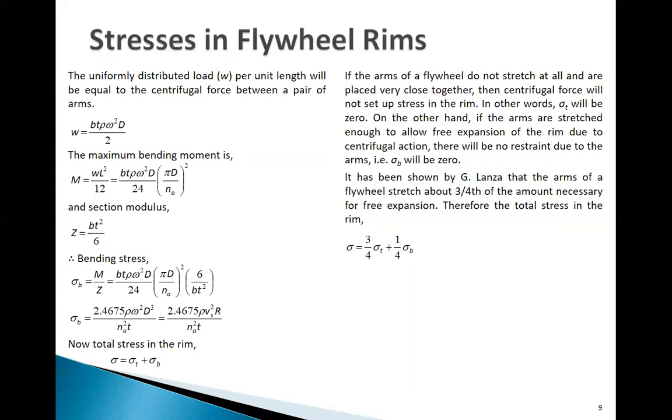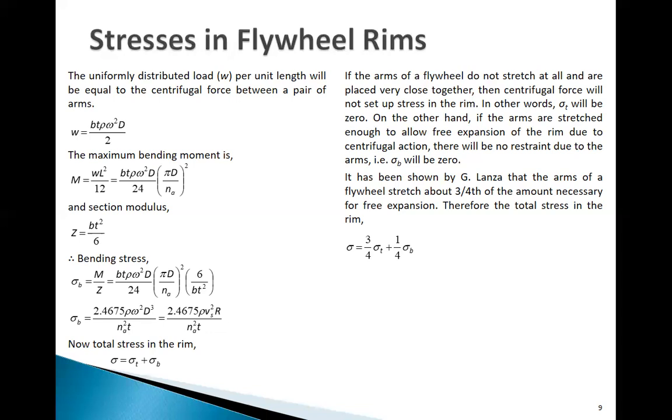Therefore, bending stress sigma_B is equal to M over Z, equal to b t rho omega squared D over 24 times (pi D over n_A) squared times 6 over b t squared. Simplifying, sigma_B is equal to 2.4675 rho omega squared D cubed over n_A squared t, equal to 2.4675 rho v squared D over n_A squared t. Now, the total stress in the rim is sigma equal to sigma_T plus sigma_B.